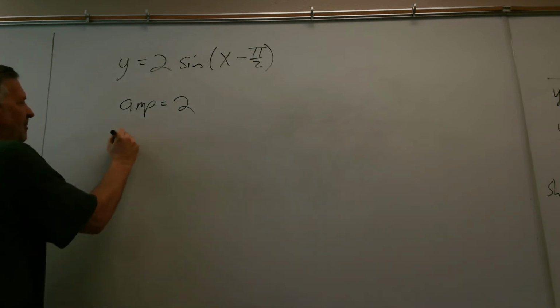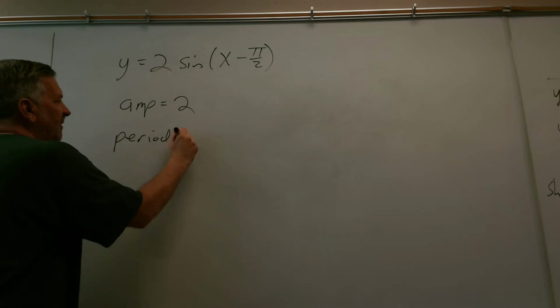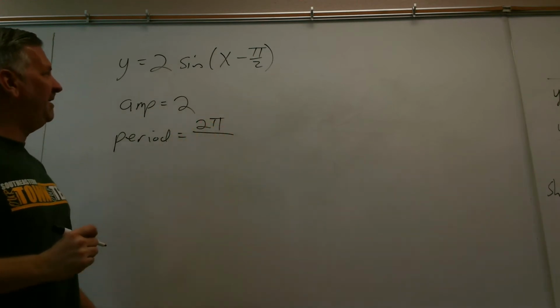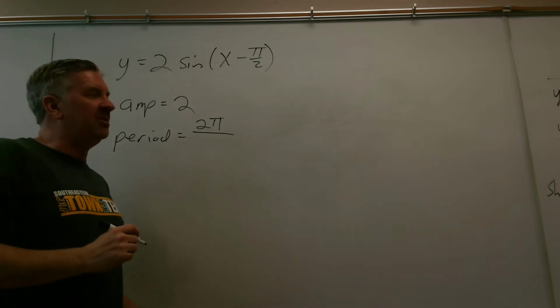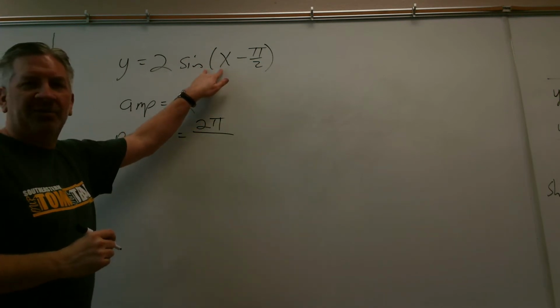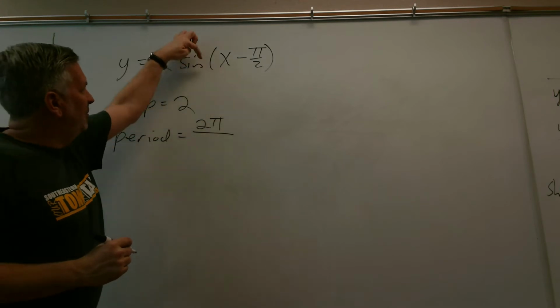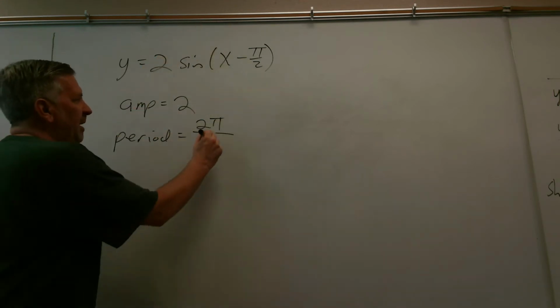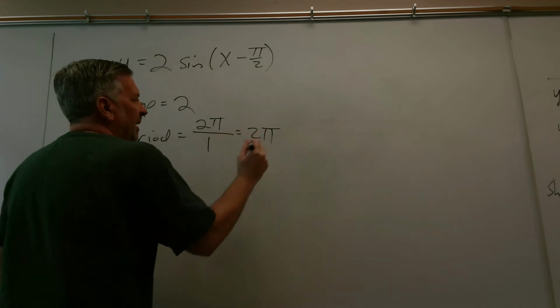Remember, to get the period of the sine and the cosine function, it's 2 pi, the original period, divided by the number we call b, which was the coefficient of the x term, of the x. And notice there's a 1 here and a 1 here. The coefficient of x is 1. So it's 2 pi over 1, which is 2 pi.